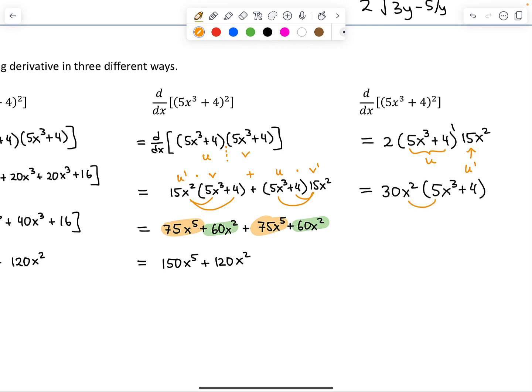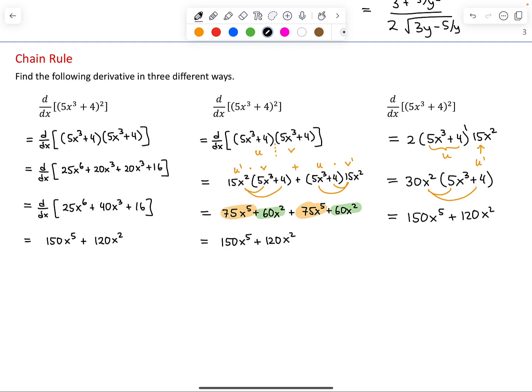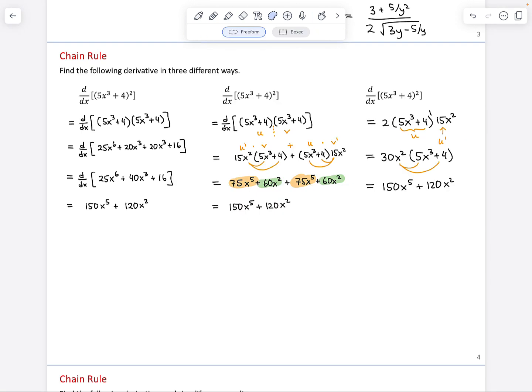And now I can distribute. 30 times 5 is 150. x squared times x cubed is x to the 5th. And then 30 times 4 is 120. And then we have x squared. Again, getting the same answer that we've got before. As we learn more and more derivative rules, you will find that there are often multiple ways to differentiate a function, but they all yield the same result in the end. Okay, let's go to the next page.